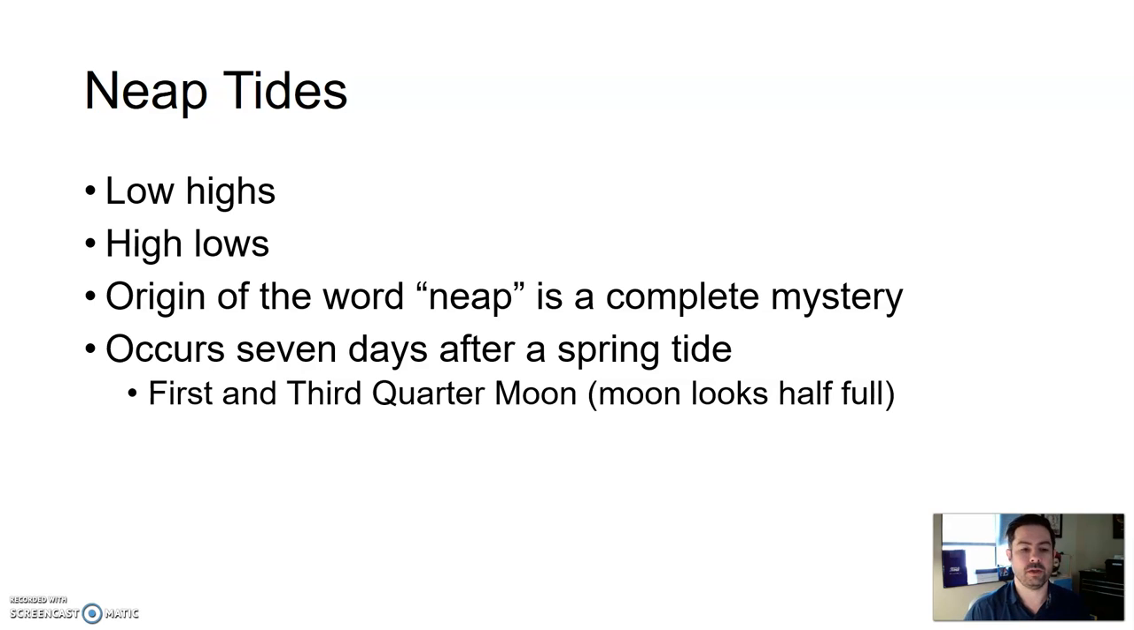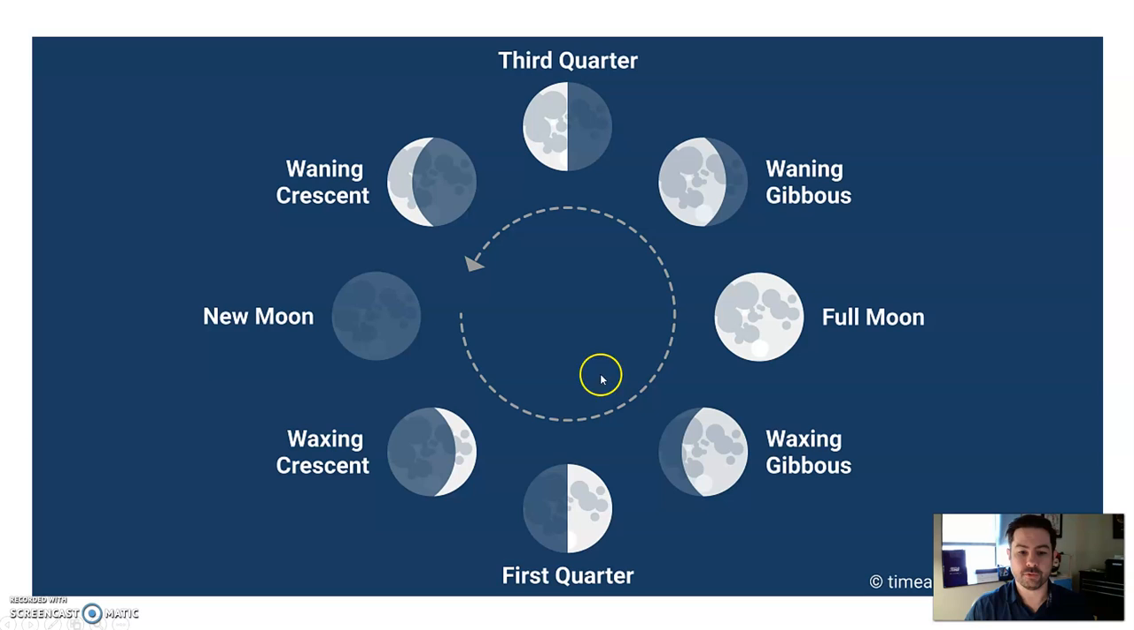And these occur with the first and third quarter moons. This is when the moon looks half full. This is what some people refer to as a half moon. So third quarter and first quarter, this is what people refer to as half moon. No, the moon is always half lit. It's just depending on what half you see.